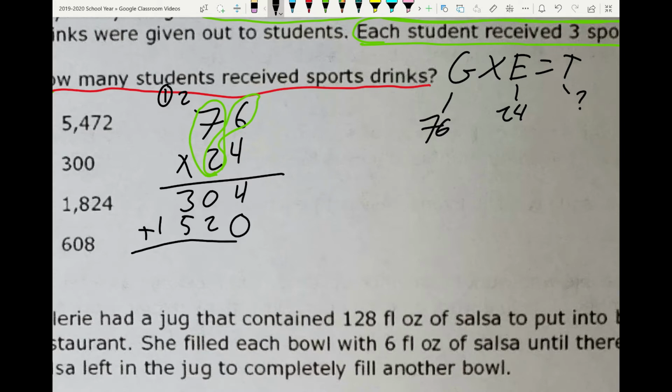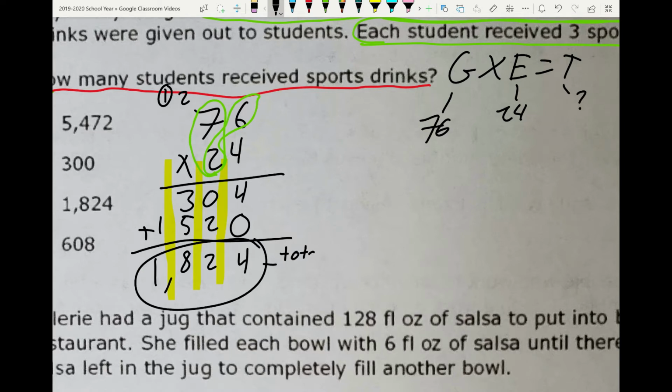Then I'm going to add these numbers up. Again, do you see how everything is lined up? Nothing is by itself. 4 plus 0, 4. 0 plus 2, 2. 5 plus 3, 8. 1.